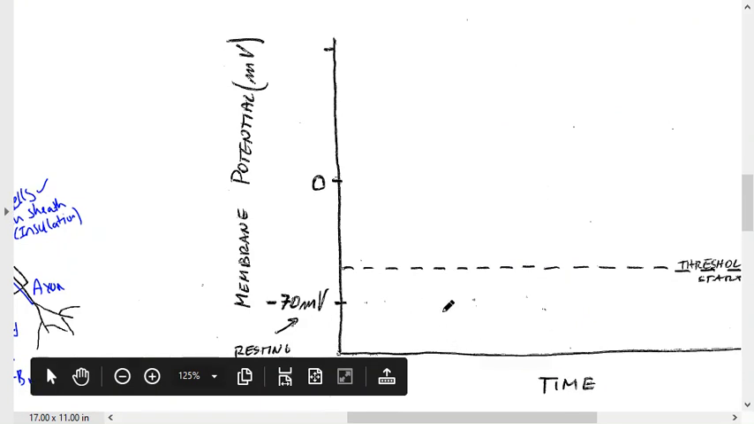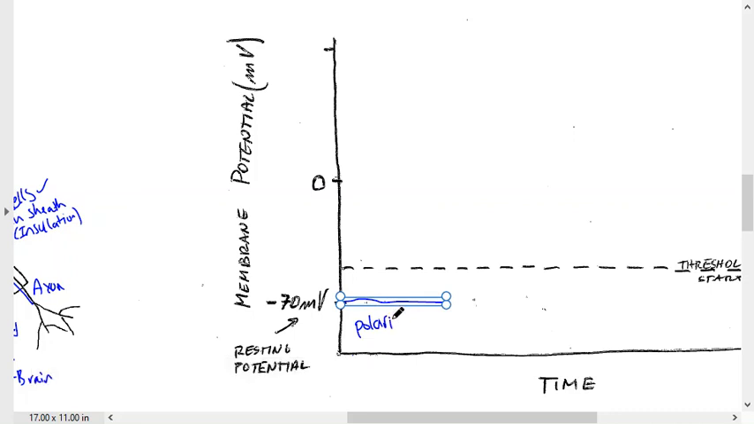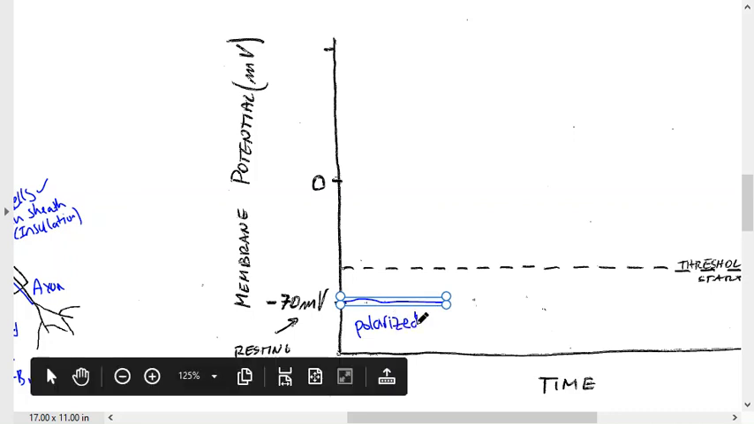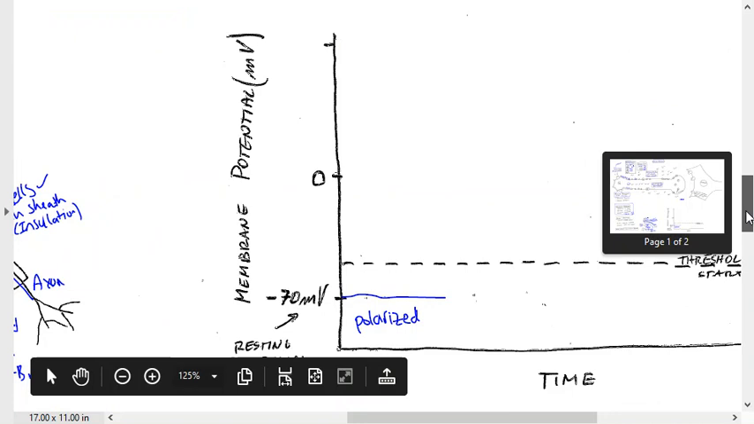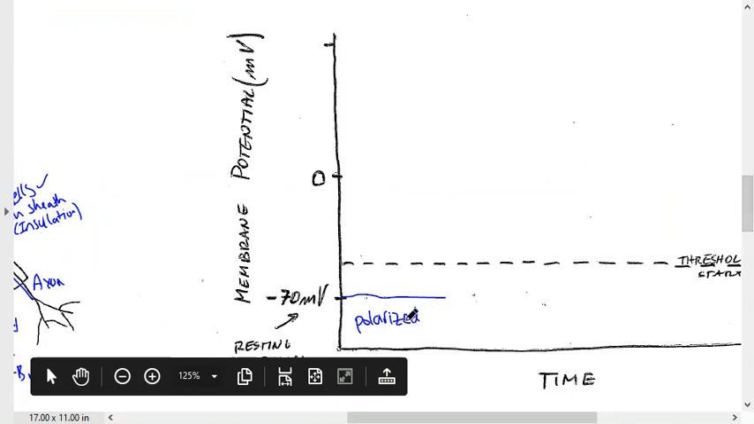So to start, right before anything happens, this is the nerve cell at rest, its default state. You have a resting potential of negative 70 millivolts, right? And because there's a difference in charge, we say that this membrane is polarized.